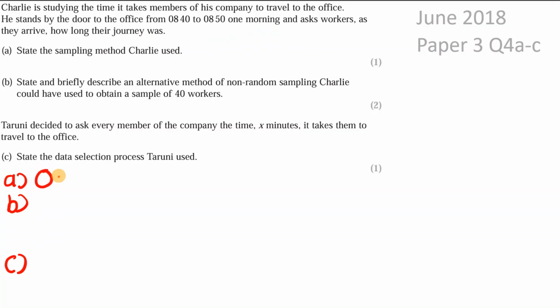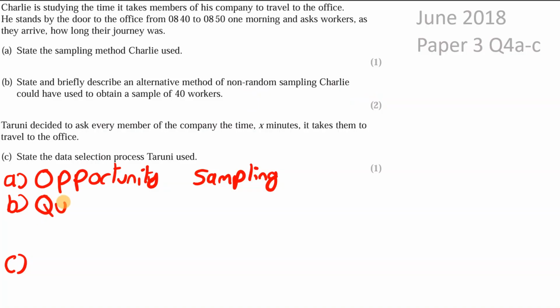So for part A, for 1 mark, we need to state the sampling method Charlie used. He's standing by the door, in an area, and any workers who are arriving, he's asking how long their journey was. So this is an example of opportunity sampling, or you can call it convenience sampling if you prefer. And then for part B, we need to state and briefly describe an alternative method of non-random sampling Charlie could have used to obtain a sample of 40 workers for 2 marks. So the other method of non-random sampling is quota sampling.